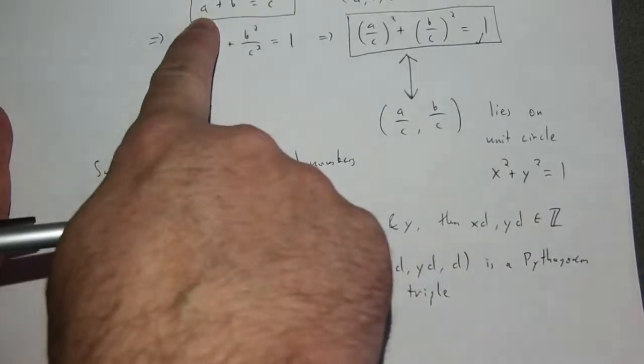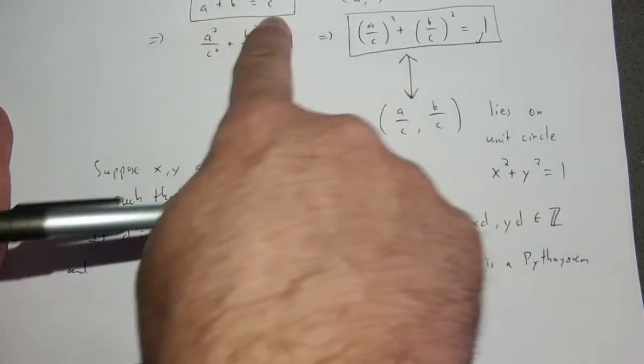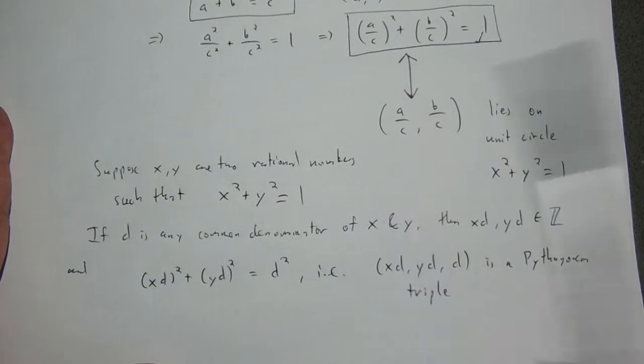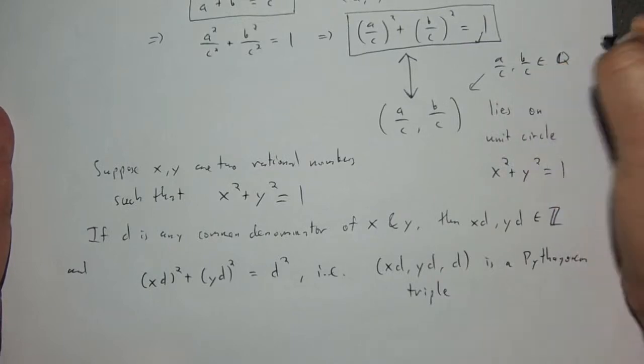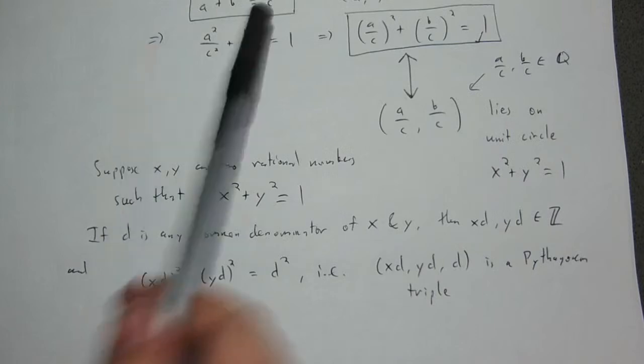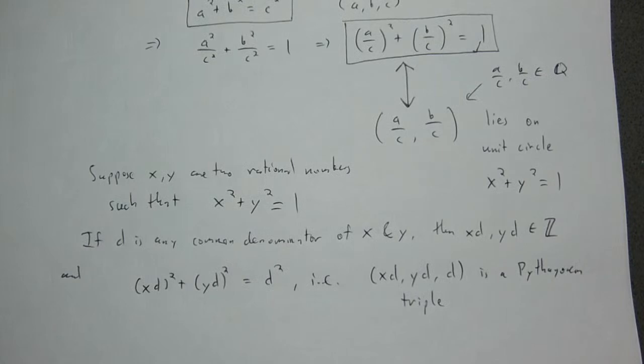So, if I begin with a Pythagorean triple a, b, c, I end with the fact that a over c and b over c are rational numbers. Again, if this is a primitive triple, these are guaranteed to be rational but not integers. Yes, exactly. The statement was that a over c and b over c are guaranteed to be in lowest terms if the triple is primitive. That's right.